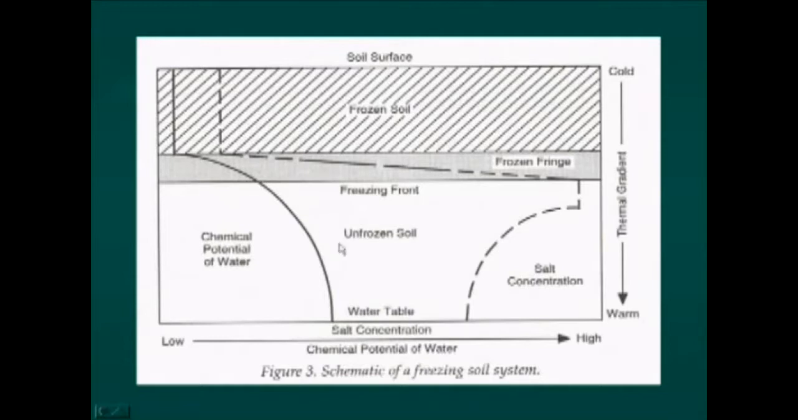We have unfrozen soil and the water table. So the high concentration of water is here at the water table, lower concentration here. Here's the moisture gradient, high concentration to low concentration. And finally, the thermal gradient. This is cold, this is warm. And so these three gradients all contribute to move water towards the freezing front.